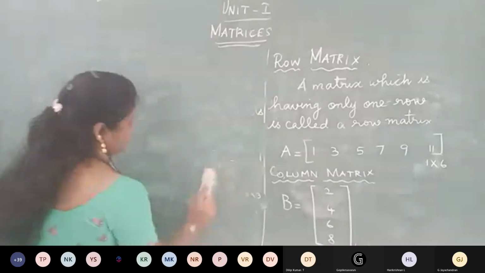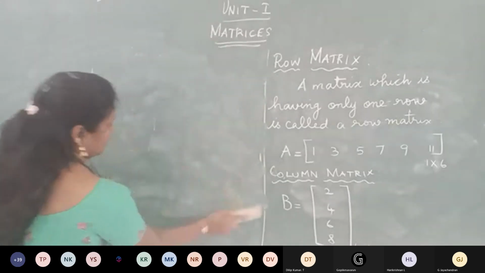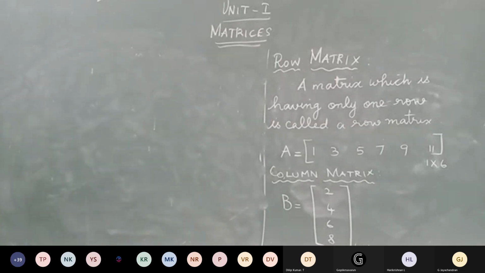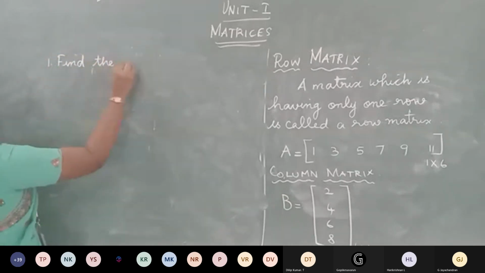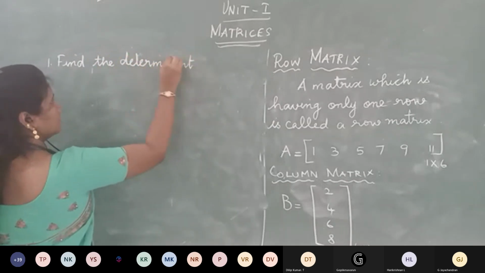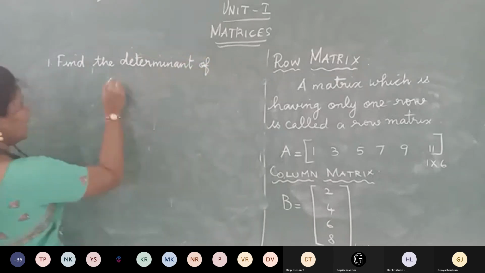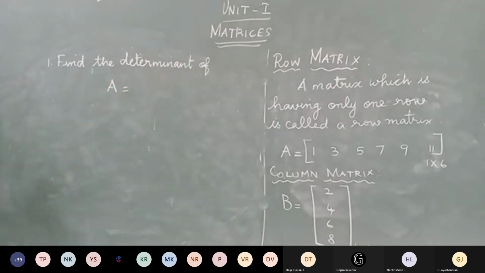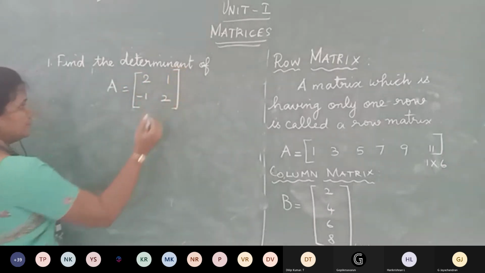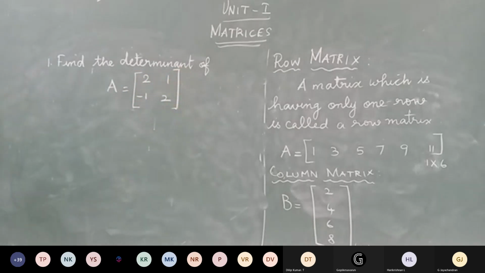So only one problem I will do it today. Tomorrow we will go into other definitions. Okay. So find the determinant. Write the question as: find the determinant of A. Determinant of A is equal to 2, 1, minus 1, 2.